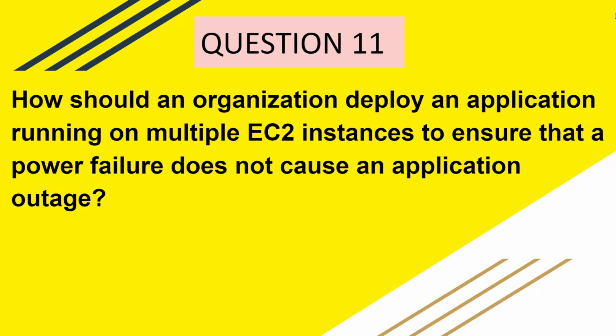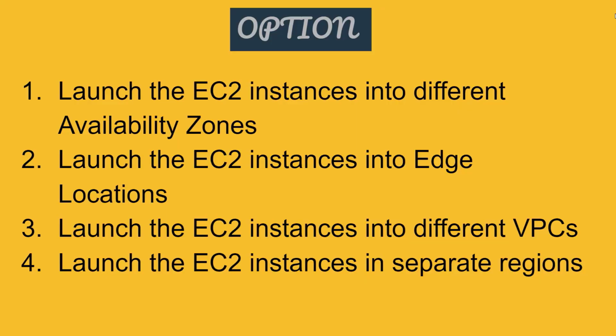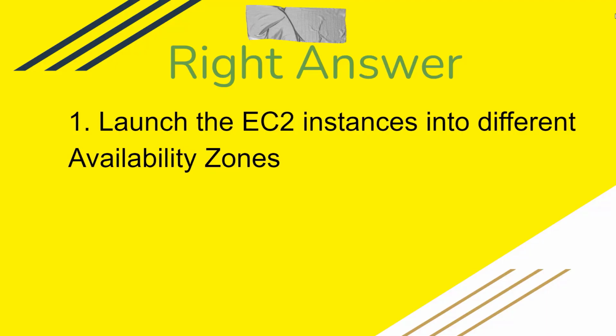Question 11. How should an organization deploy an application running on multiple EC2 instances to ensure that a power failure does not cause an application outage? Option 1. Launch the EC2 instances into different availability zones. 2. Launch the EC2 instances into edge locations. 3. Launch the EC2 instances into different VPCs. 4. Launch the EC2 instances in separate regions. Right answer is 1. Launch the EC2 instances into different availability zones.